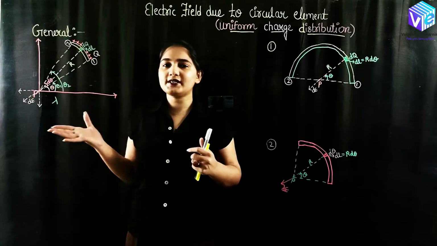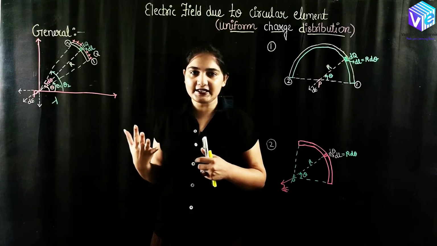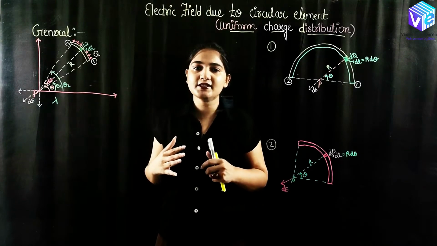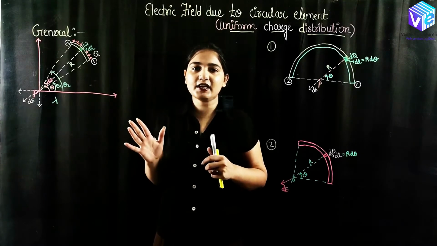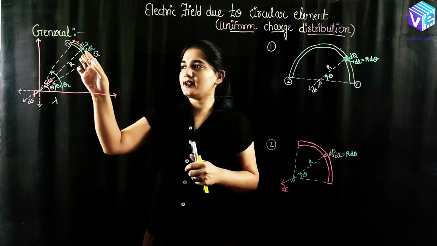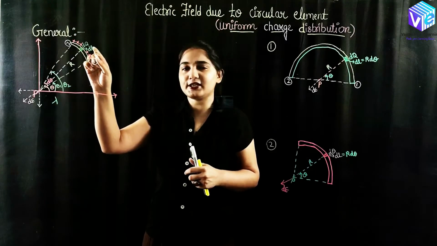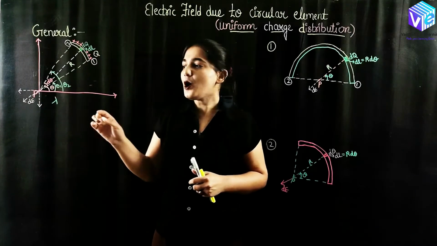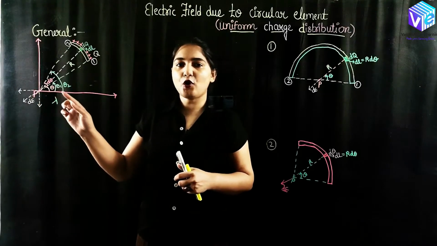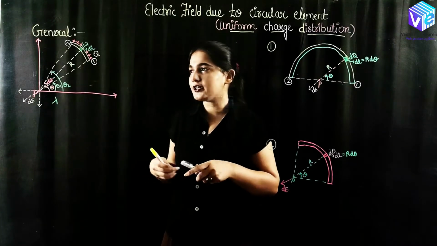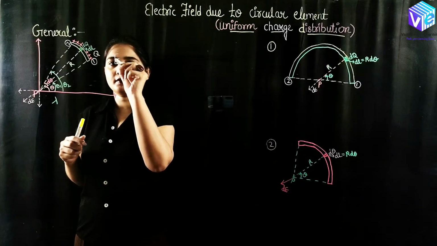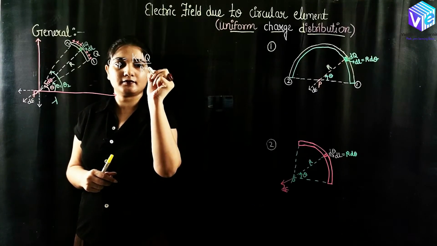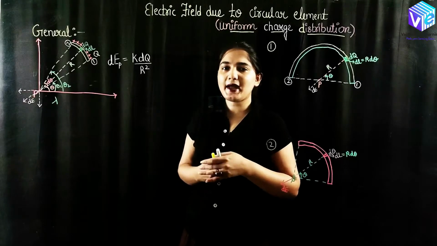We know the formula to find the electric field intensity due to a point charge. Since this element is very small, it is behaving like a point charge, a point charge of charge dq. It is at a distance r from the observation point. Now I can find the electric field at point P due to this point charge. I am just dealing with the magnitudes here.